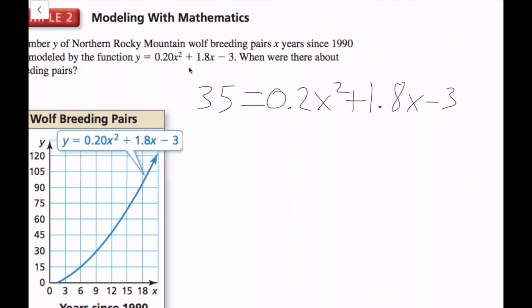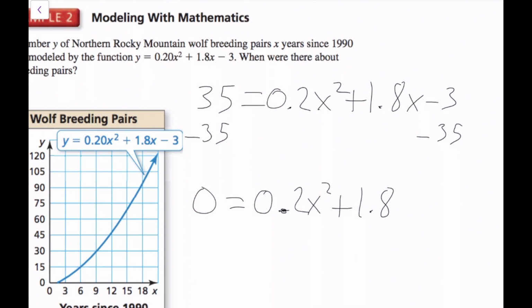Well, we want to use the quadratic formula to solve this. And the way I want to do this is first I need to put this in standard form. So basically I need one of the sides to be equal to 0. So I'm going to subtract 35 on both sides, and I'm going to get 0 equals 0.2x squared plus 1.8x minus 38 in this case.